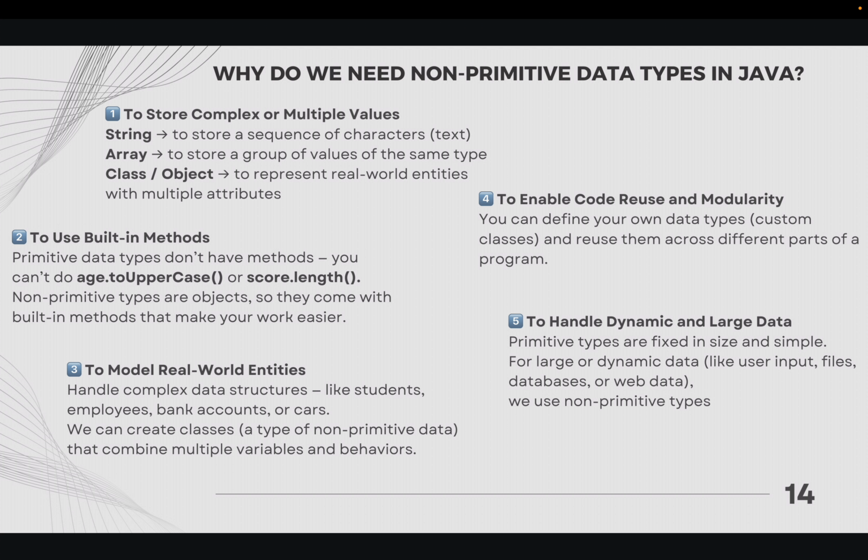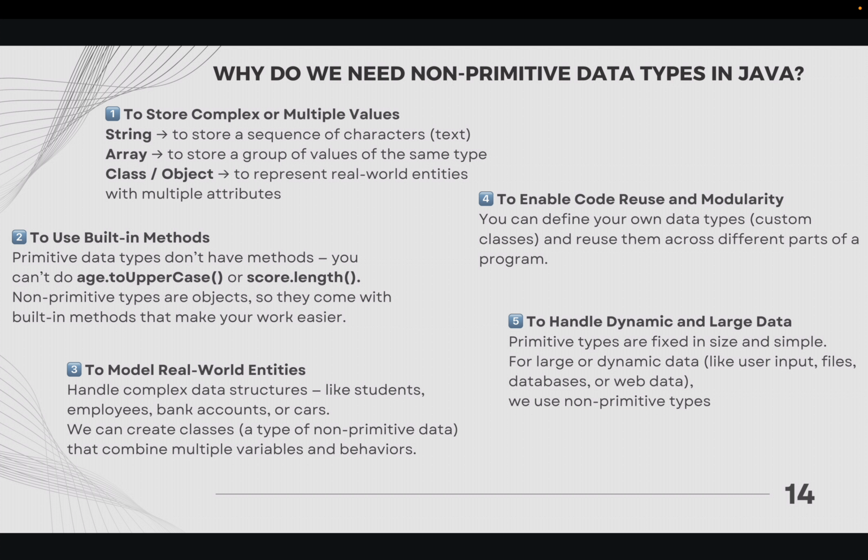So, why do we need non-primitive data types in Java? Primitive data types like int, double, and boolean are great for storing simple single values. But what if we want to work with words, lists of data, or real world objects like a car, person, or a student record? That's where non-primitive data types come in.